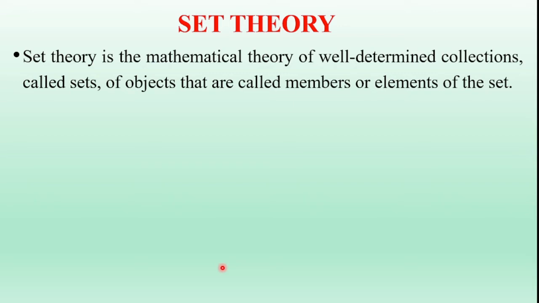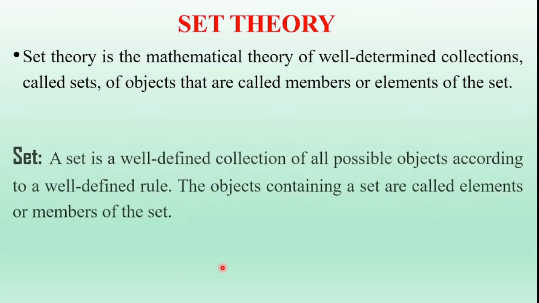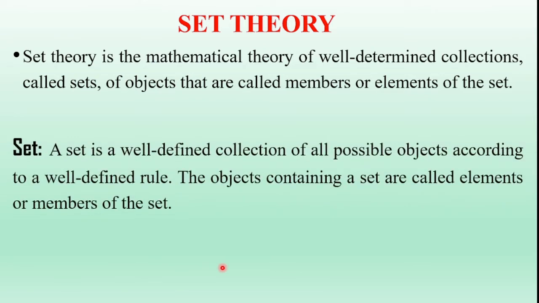A set is denoted by capital letters. So that is capital A, capital B, capital C, and so on. And lowercase letters, that is small a, small b, small c, and so on, are used to denote the elements of the set. So generally, sets are denoted by uppercase letters, and the elements or the members of the sets are denoted by small letters or lowercase letters.